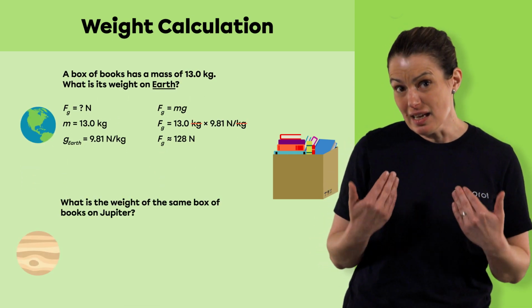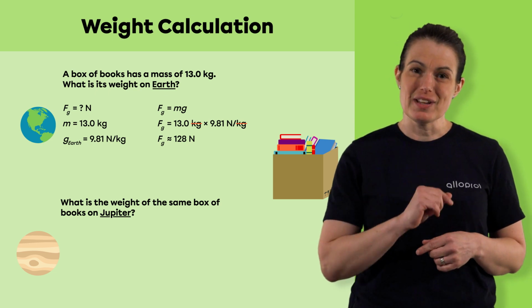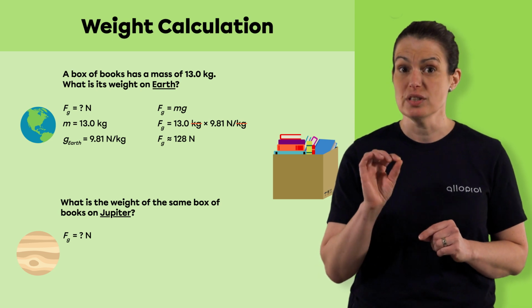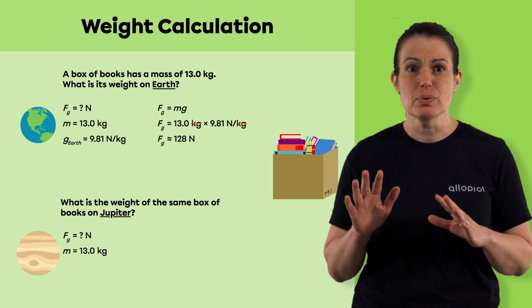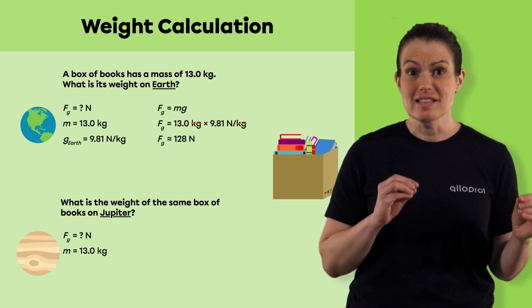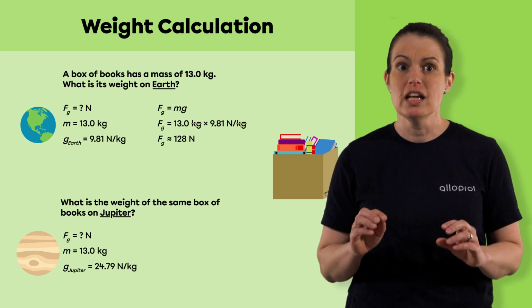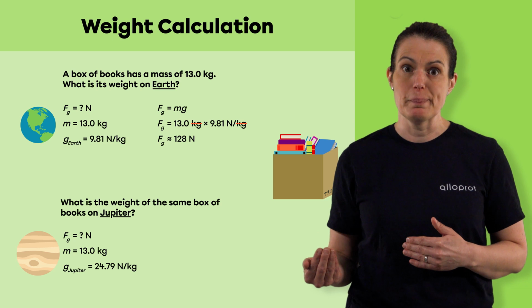What is the weight of the same box of books on Jupiter? Once again, identify the data. The weight Fg is the unknown. Its value is in newtons. The mass of the box, m, is still 13.0 kilograms. And since it's now on Jupiter, the gravitational field intensity, g, is different. Here the value of g is equal to 24.79 newtons per kilogram.